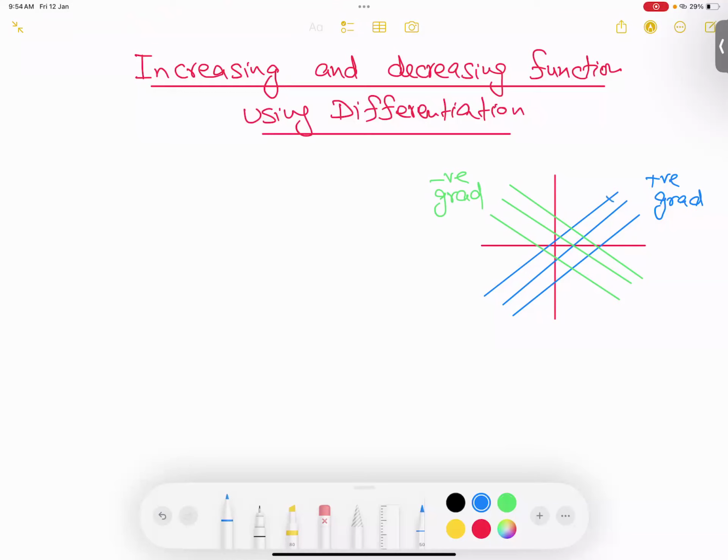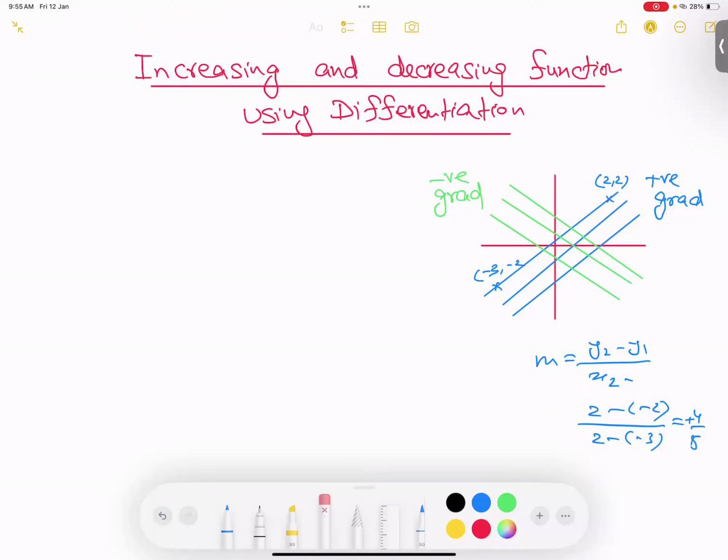Even if you want to check that, for example, take this point: x is 2, y is 2. Have a look here: x is negative 3, y is negative 2, because it is down. If you apply the gradient formula to these two coordinates, y2 minus y1 over x2 minus x1, y2 is 2, y1 is minus 2, x2 is 2 and x1 is minus 3. So I get 4 over 5. You saw a positive answer, so this is a positive gradient. I believe you got my point.